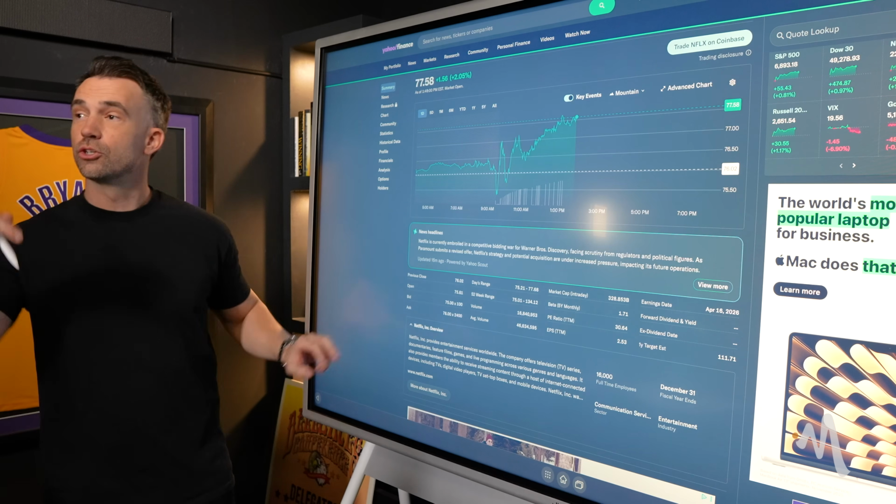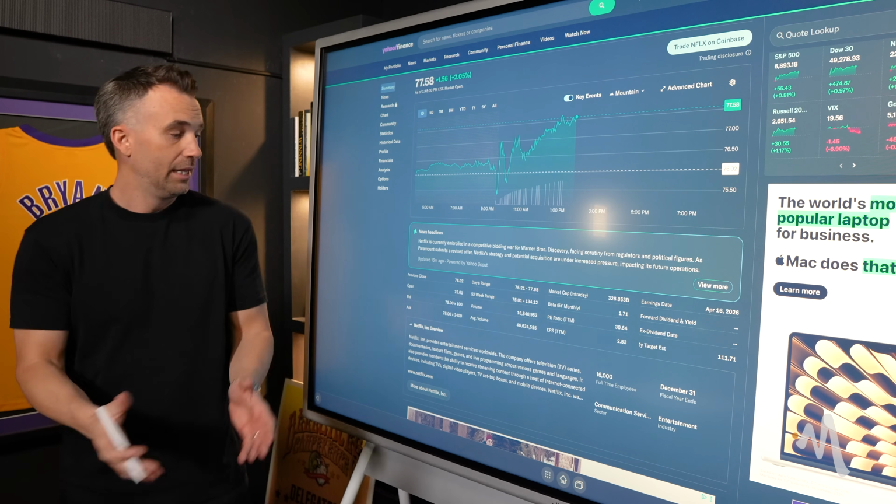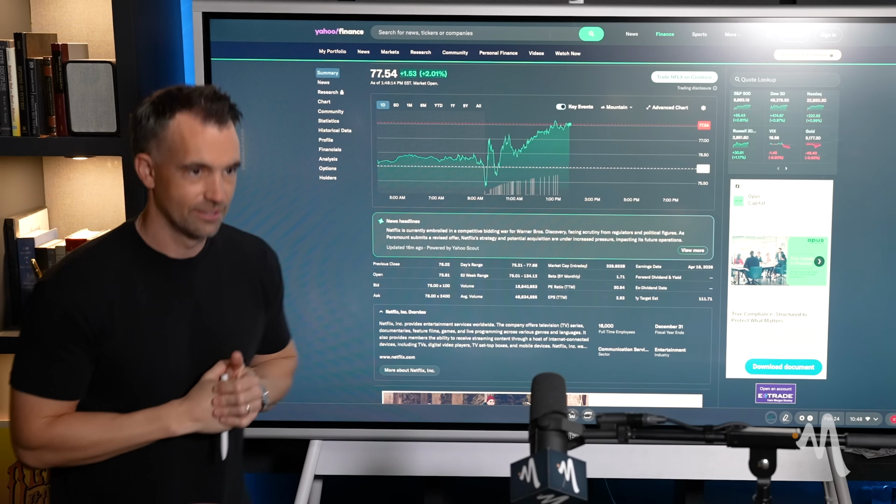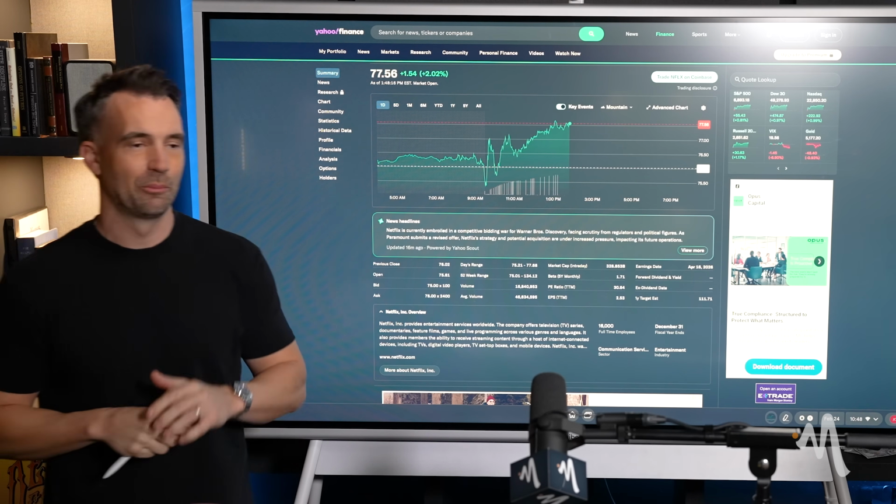Now, it opened this morning. When the stock market opened, it opened at a price of $75.61. How can it close at a price and open at a different price? Does stuff go on in the middle of the night? It does. That is not for today's show. That is much more complex, but yes.